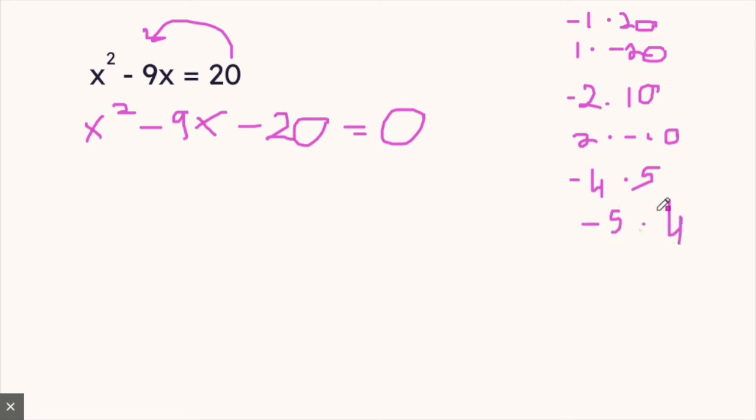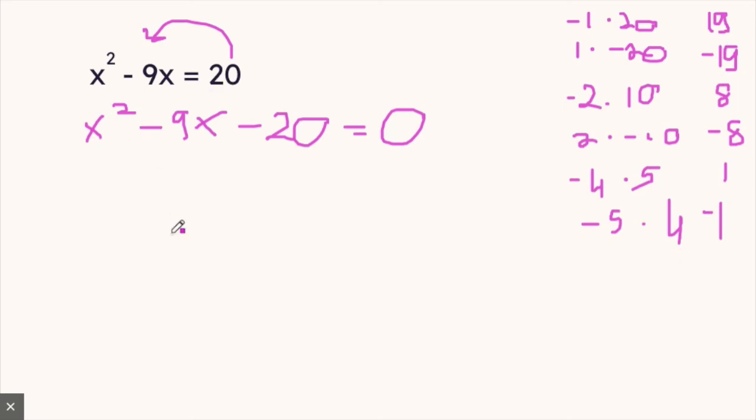Now, let's add them up to see if any of them is going to equal negative 9. 20 minus 1 is 19. Negative 20 plus 1 is negative 19. 10 minus 2 is 8. Negative 10 plus 2 is negative 8. Negative 4 plus 5 is 1. And negative 5 plus 4 is negative 1. So none of them are equal to negative 9.